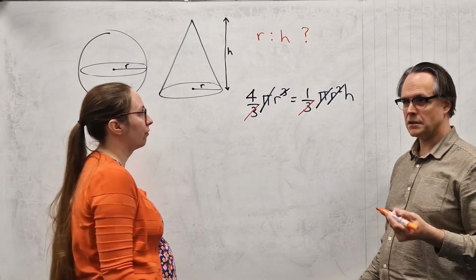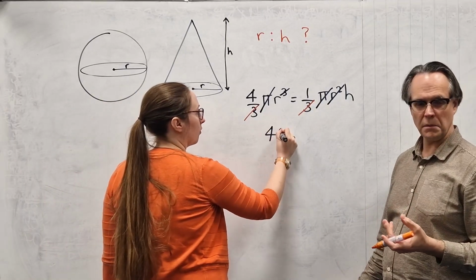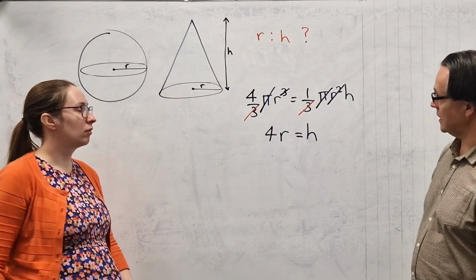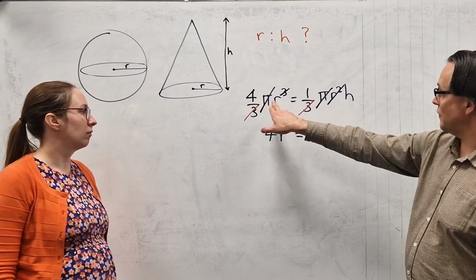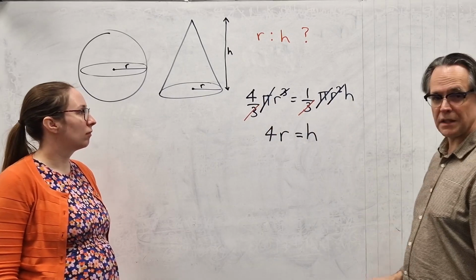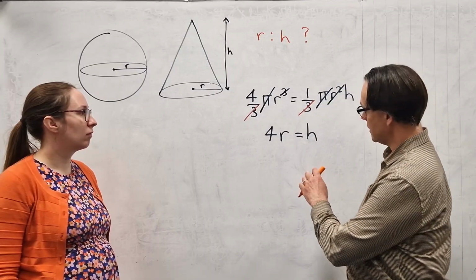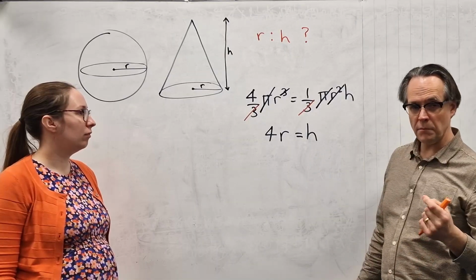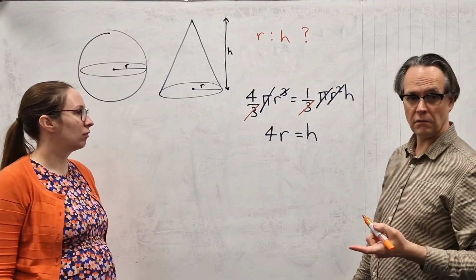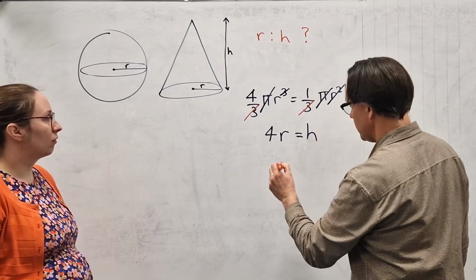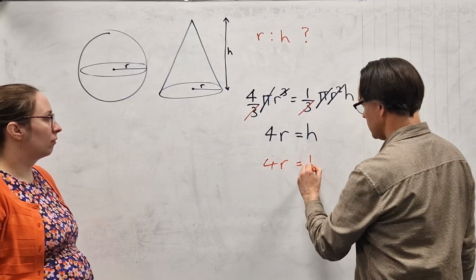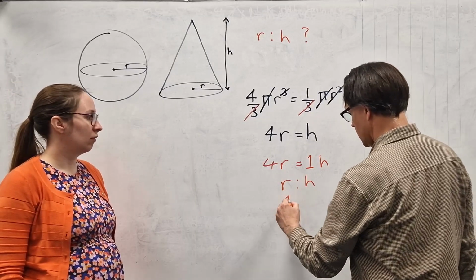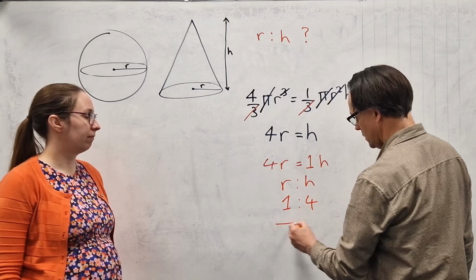Remember, cancelling doesn't just mean looking for two things that are the same and crossing them out. It means dividing both sides by the same thing, or in the case of the 3's, multiplying both sides by the same thing. So we've got 4r equals h. The mistake people are going to make is to say that means the ratio from r to h is 4:1. You've got to remember that it's the other way around. If we've got 4r equals 1h, that means the ratio r to h is 1:4. That's how we do that.